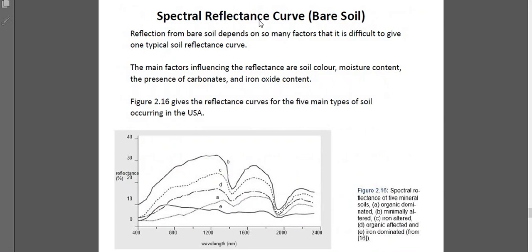Next we have the spectral reflectance curve of bare soil. We have different types of bare soil: A, organic dominated; second, B, minimally altered, where there is no changing, no pulverization; then iron altered, organic affected, and iron dominated. So these are different types of soil. You can see the main point.